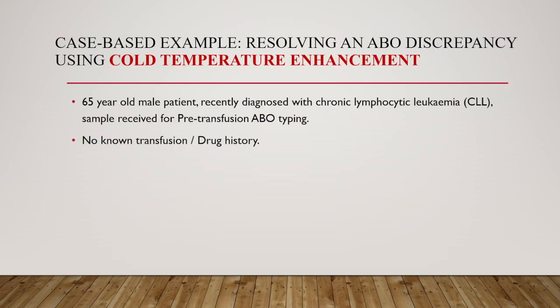Now we have a case-based example for resolving an ABO discrepancy using cold enhancement. We have a 65-year-old male patient recently diagnosed with CLL, chronic lymphocytic leukemia, and we have received a sample for pre-transfusion ABO typing. There is no known history of any blood transfusion and there is no drug history also.